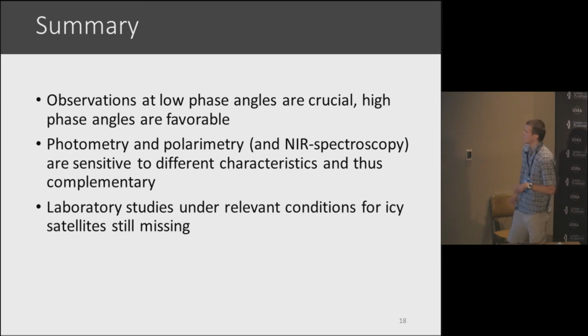So photometry and polarimetry are sensitive to very different characteristics and so complement each other in terms of porosity, grain size, grain structure. Of course, we should not forget spectroscopy, which allows us to make some assumptions about the overall grain sizes. So what has to be done in future are some quantitative studies under relevant conditions for Europa or Enceladus that are still missing.